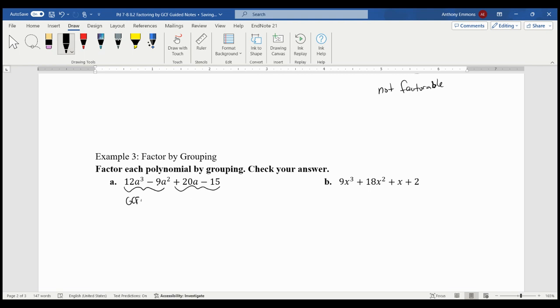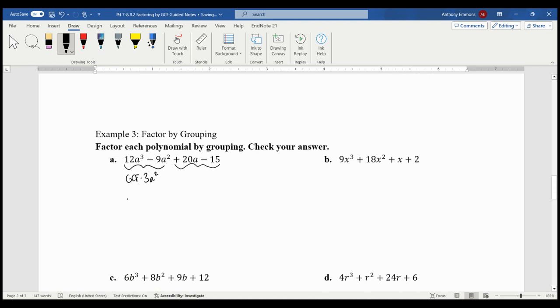So between 12 and 9, I think we're looking at a 3. And between a cubed and a squared, the GCF would be a squared. Okay, and I'm factoring that out. I'll have 3a squared. Do the division. 12 divided by 3 is 4. A cubed divided by a squared is a. Negative 9a squared, do the division. Negative 9 divided by 3, negative 3, a squared divided by a squared, well, that's just 1. 3 times 1 is 3.